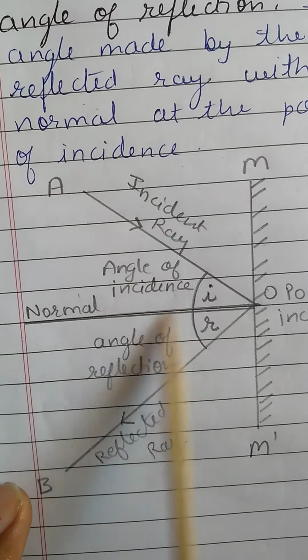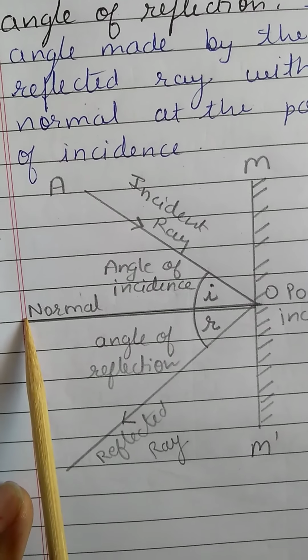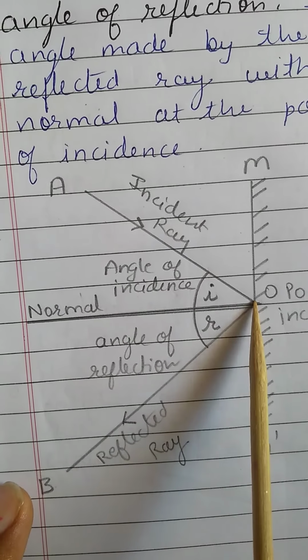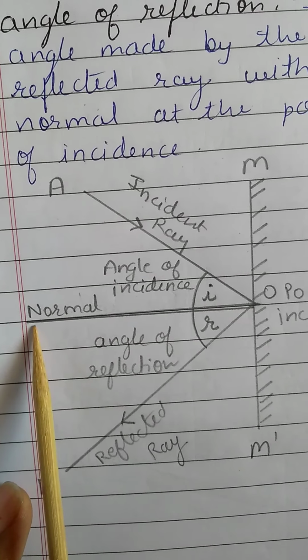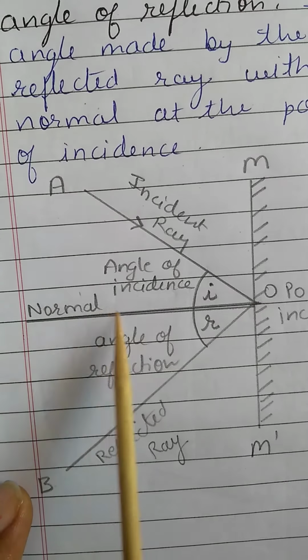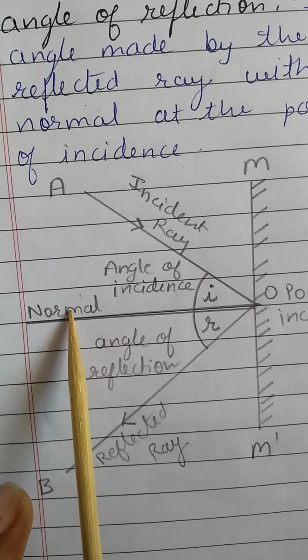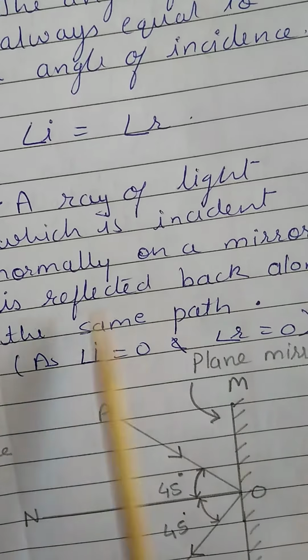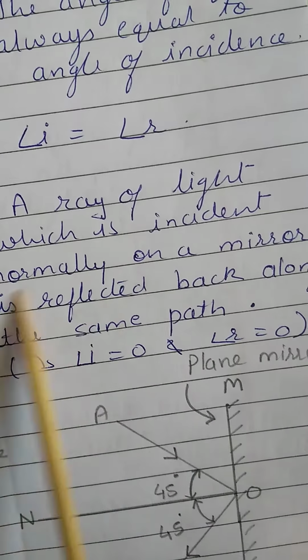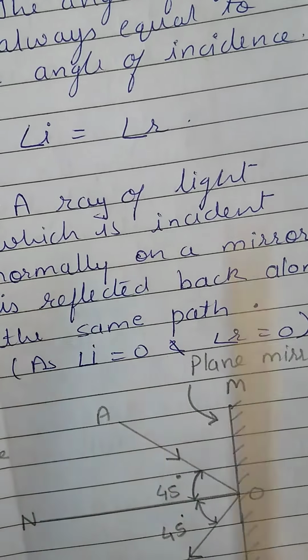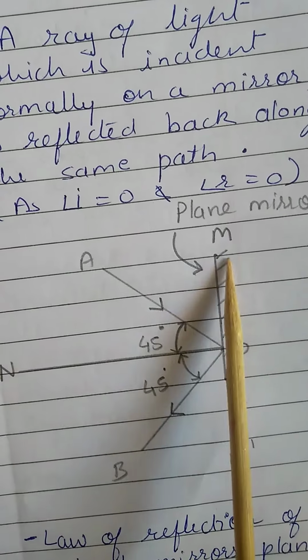What is this normal? This is a normal. If the light ray passes along the normal, at 90 degrees to the mirror, it is reflected back on the same path, and so the angle of incidence and angle of reflection for the normal is 0. So here we have written that angle i and angle r are 0 for the ray which is falling along the normal on the mirror.